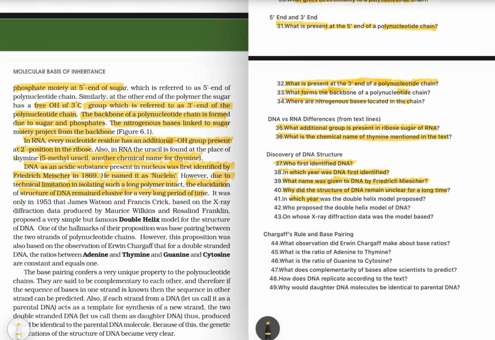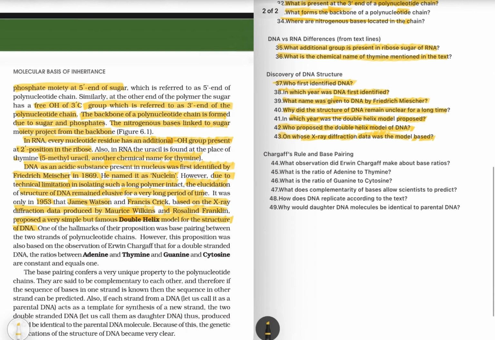In which year was the double helix model proposed? In the year 1953. Who proposed the double helix model of DNA? James Watson and Francis Crick proposed the double helix model of DNA. On whose X-ray diffraction data was the model based? Based on X-ray diffraction data produced by Maurice Wilkins and Rosalind Franklin, Watson and Crick proposed the double helix model of DNA structure.